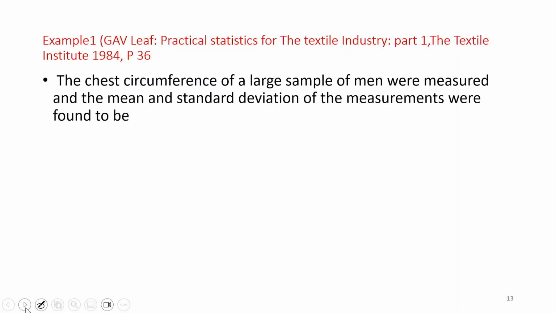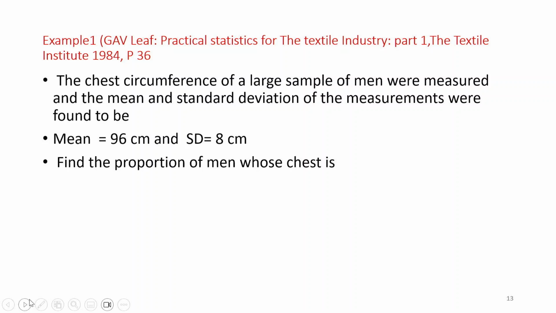Now we take a practical example which we have taken from a particular book. This book is very useful. The chest circumference of a large sample of men was measured, and the mean and standard deviation of the measurements were found to be 96 centimeter and 8 centimeter. So the mean and standard deviation are given. Now the questions are coming.